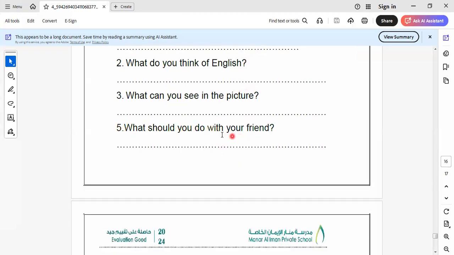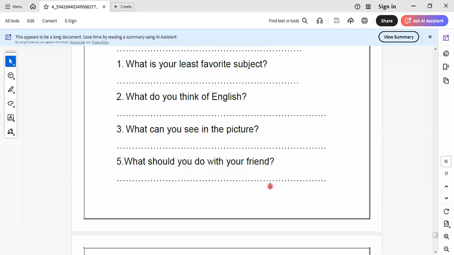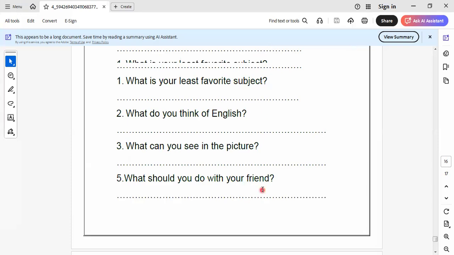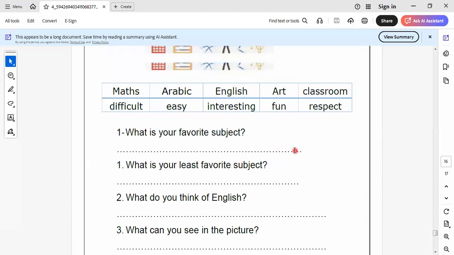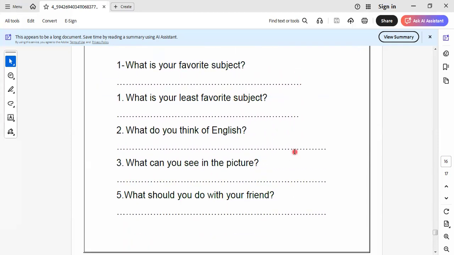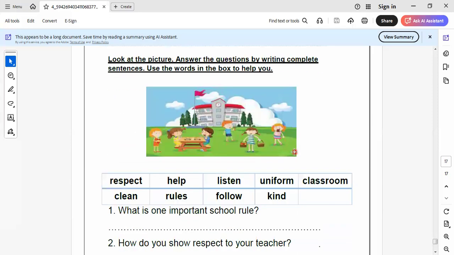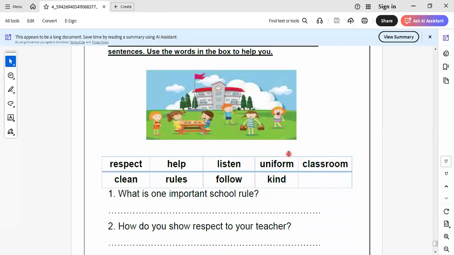What should you do with your friend? I respect my friend. And when my friend has an idea, I respect the idea that my friend tells me. Okay, so this is a paragraph here. I respect my friend and don't make fun of his or her ideas. I will leave this one for you to do by yourself.